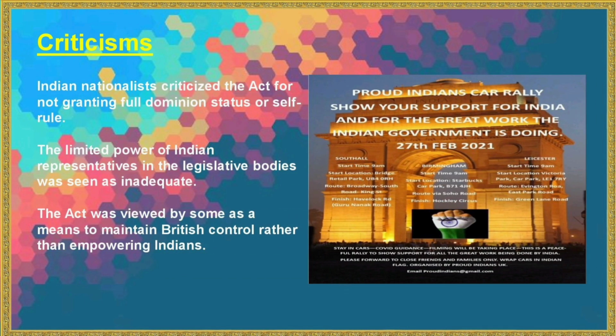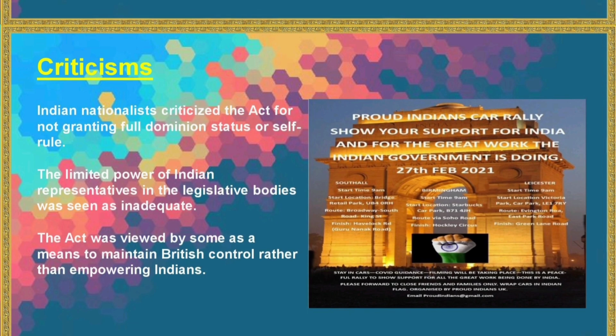Criticisms: Indian nationalists criticized the Act for not granting full dominion status or self-rule. The limited power of Indian representatives in the legislative bodies was seen as inadequate. The Act was viewed by some as a means to maintain British control rather than empowering Indians.